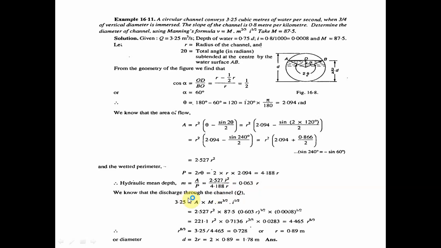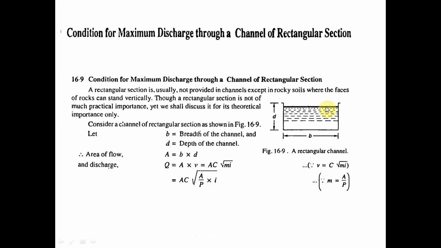We also know that the discharge of the channel Q equal to 3.25 is equal to A into M into root of M, that is, A into M raised to 3 by 2 into I raised to 1 by 2. On further simplification, we get R equal to 0.89 meters. Therefore, D equal to 2 times R, that is equal to 2 into 0.89, that is equal to 1.78 meters. That will be the answer. Okay, these are the two problems related to the circular channel.